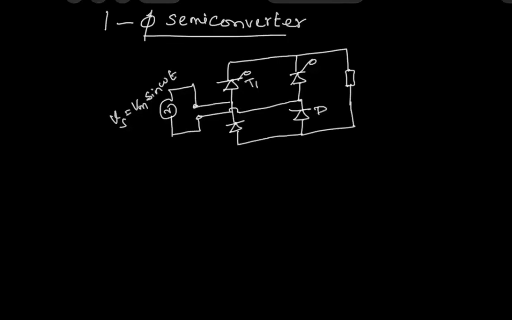We can name the devices as T1, D1, T2, and D2. And the output voltage is measured across the load. Output current is denoted as I0, and the input current is denoted as Is.